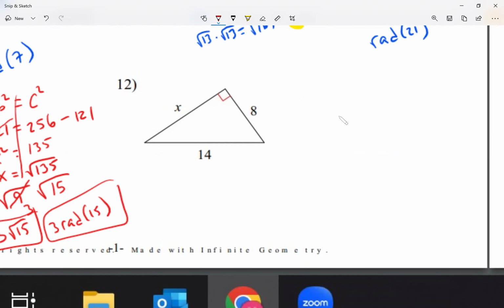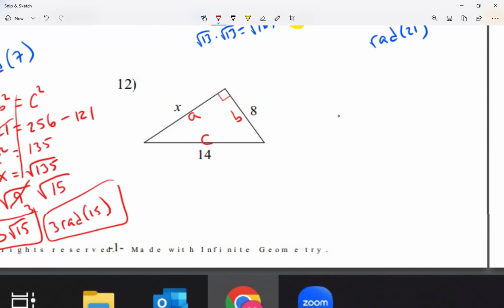Remember, first I'm going to label my sides A, B, C. The one side that is diagonal, which is the biggest side, that is the C. So I'm going to call this side C. I'm going to call this side A, and this one's B. Again, which one is A, which one's B? It doesn't matter, as long as C is the longest one. But I have to square each of them, right? So let me multiply each by itself.